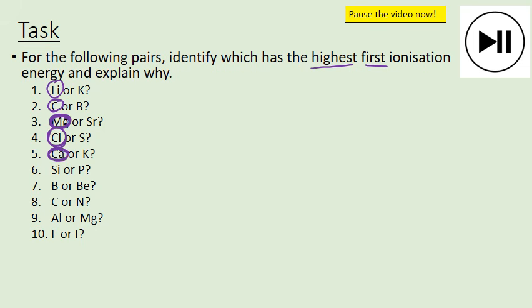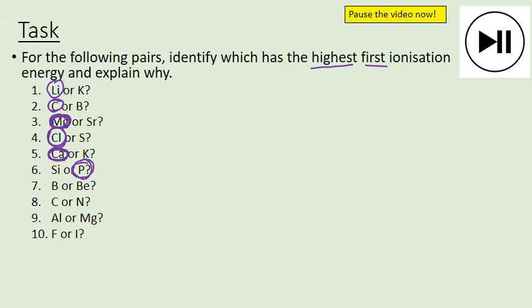Moving on to number 6, silicon or phosphorus. Now, is that the blip? It's not the blip, okay? So they're in the same period. Phosphorus is further to the right. It's got a higher nuclear charge and a smaller radius, therefore a higher first ionization energy.